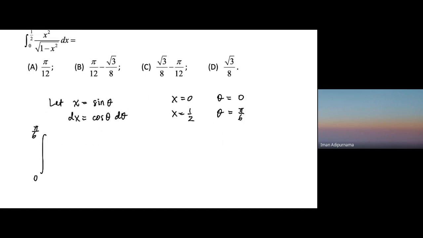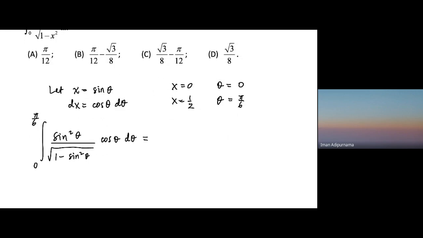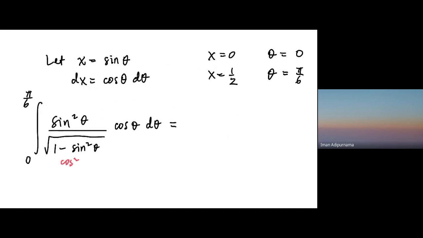And then x squared will be sine squared theta, over 1 minus sine squared theta, and the dx will be cos theta d theta. This will result in cos squared theta, and the square root of cos squared is cos theta. And you can have cancellations between these two, resulting in sine squared theta d theta, right?